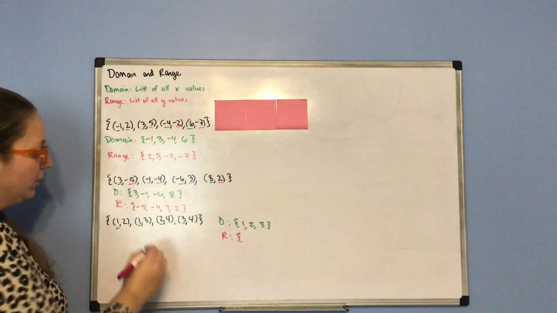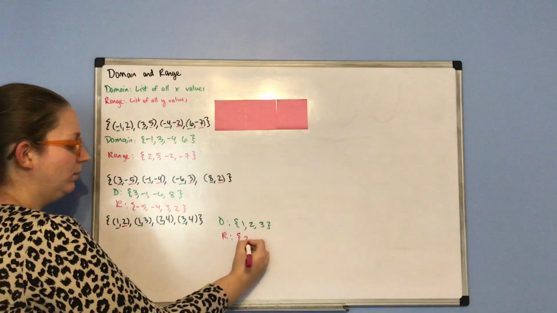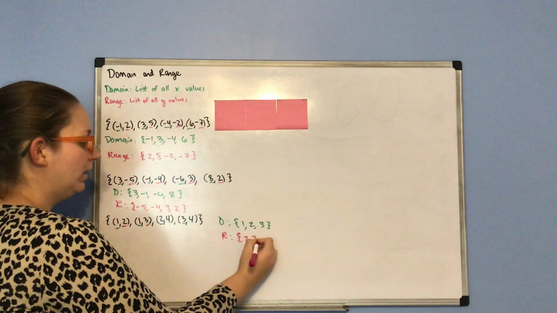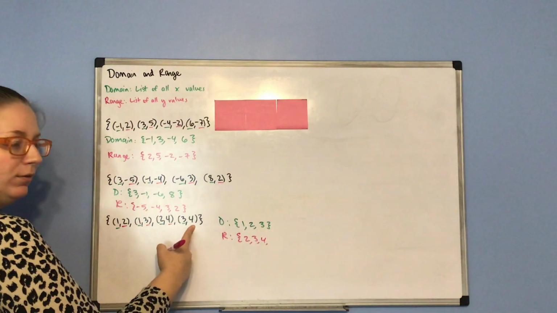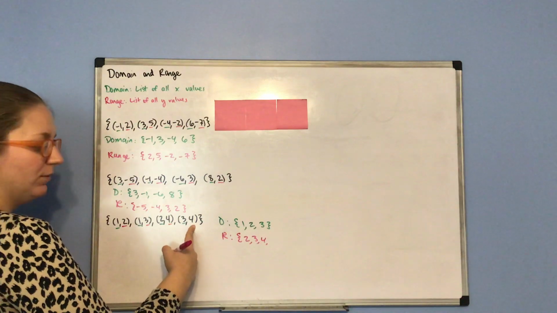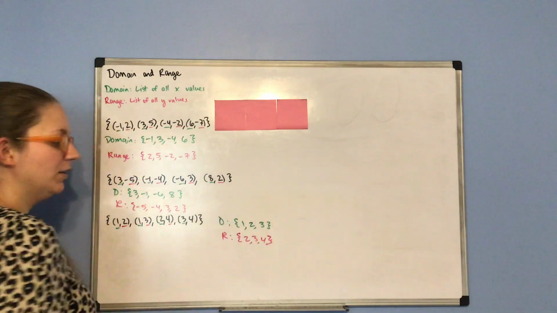Now let's look at our range. I have 2. I have 3. I have 4. And then I have another 4. Just like with our domain, we're not going to list that 4 twice. So that right here is my whole range.